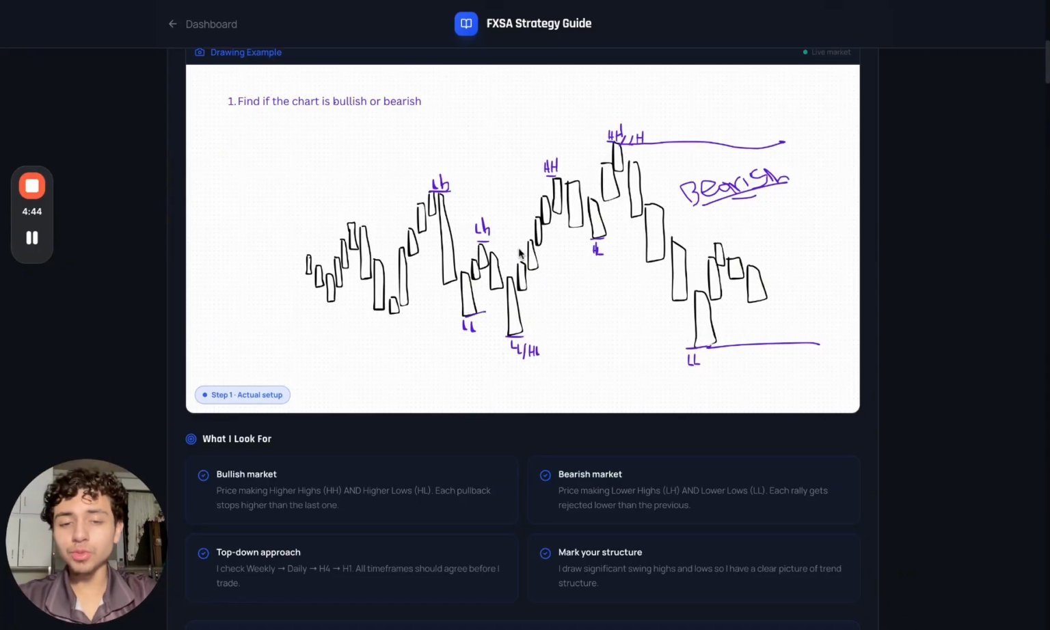But when this market broke structure from this area right here, from the lower high, now it had a new higher high, meaning that this right here will be a higher low. Then over here, the structure was broken again, and now this became a new higher high, and this became a new higher low.